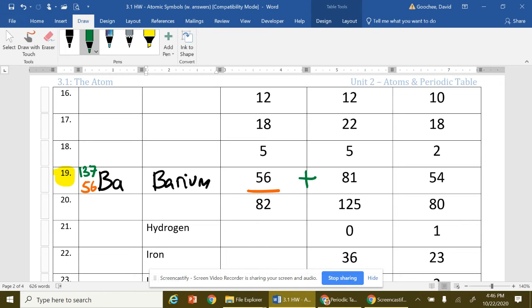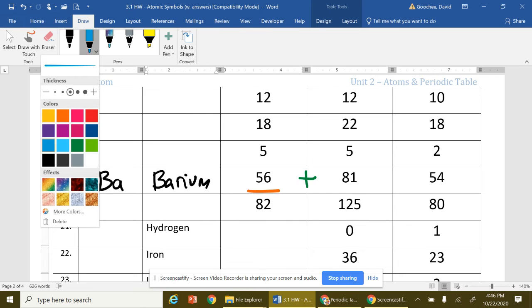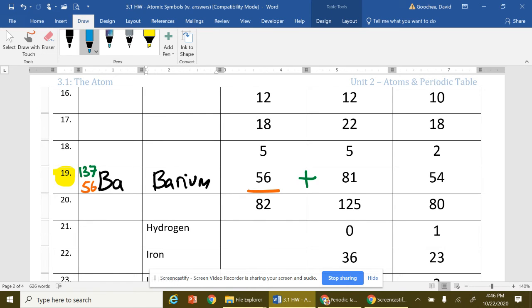Okay, great. Lastly, the charge in the upper right. The charge, again, is about the imbalance of protons and electrons. What do we have more here? Do we have more protons or do we have more electrons? We have more protons, so this is going to be a positive atom. How many more protons do we have than electrons? Well, 56 versus 54. We have 2 more protons than electrons, so the charge here is 2 positive. The charge is 2 plus.